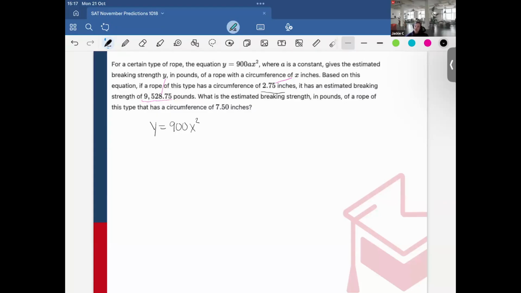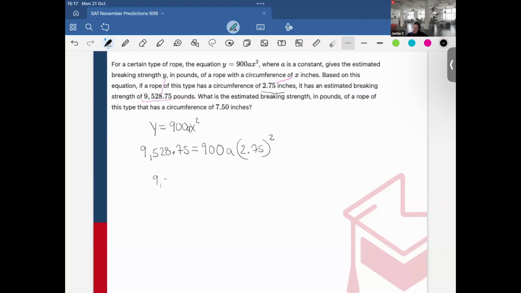What is the estimated breaking strength in pounds of a rope of this type that has a circumference of 7.5 inches? Okay, so first I'm just going to substitute in the breaking strength, 9,528.75 is equal to 900a, and then my x would be 2.75 because that stands for the circumference, and then squared. In doing this, I'll be able to solve for what a is.